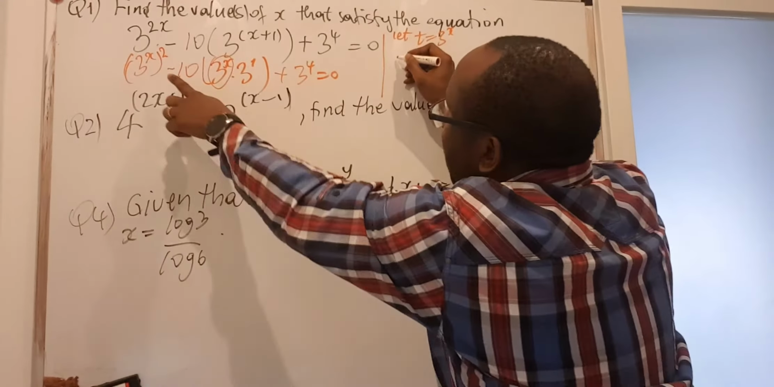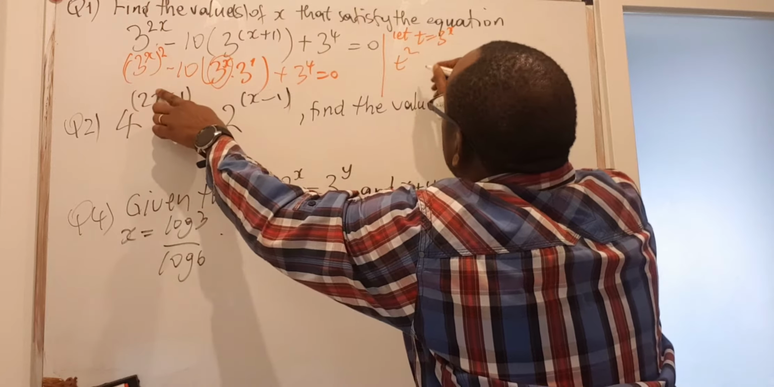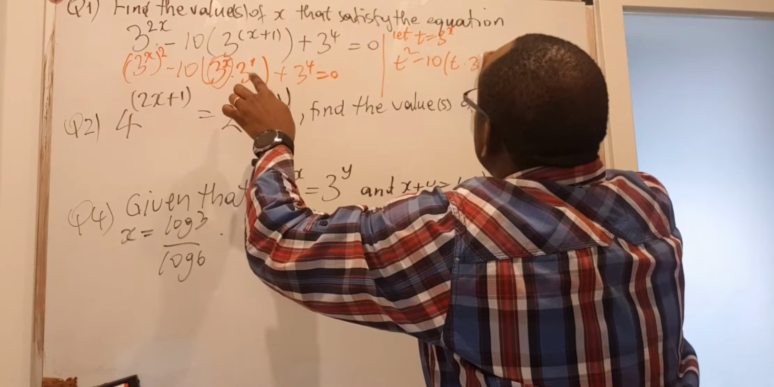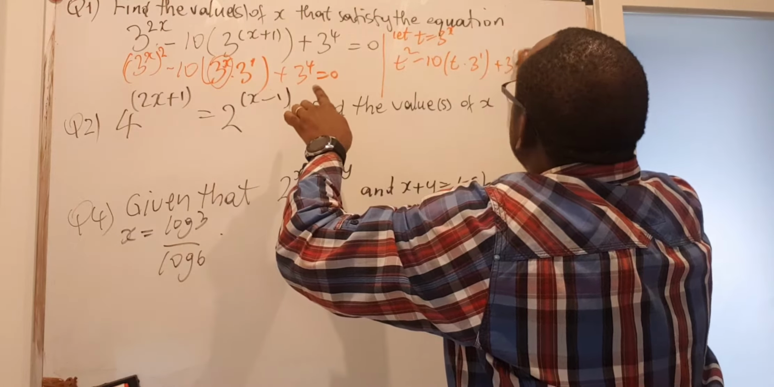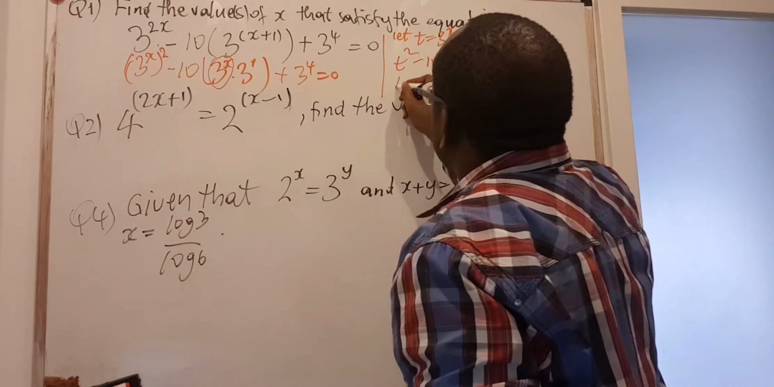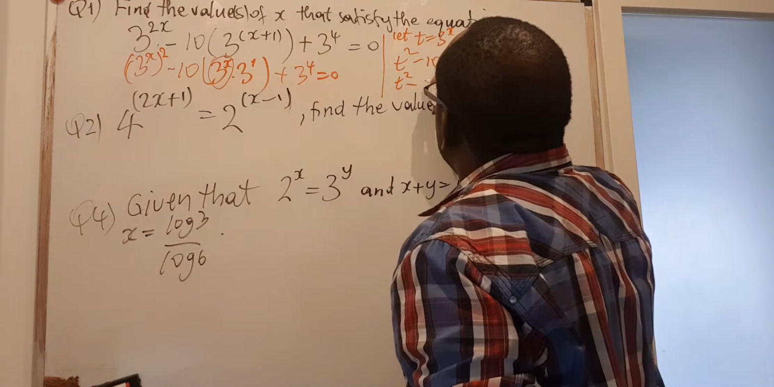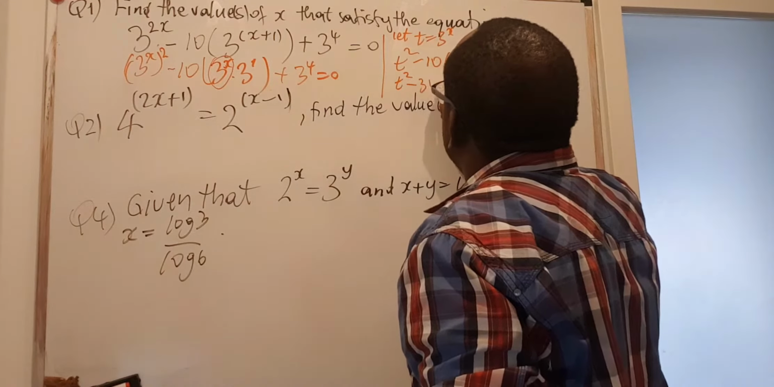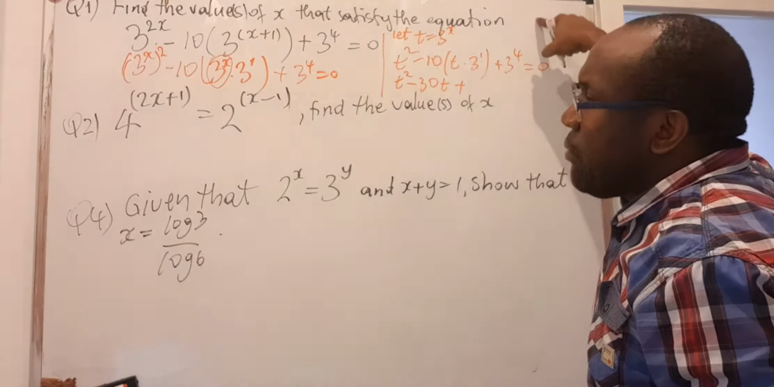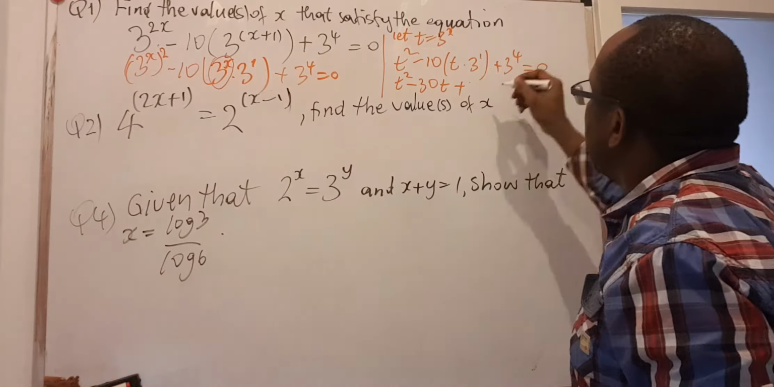So in this case, I have t to the power 2 minus 10 times the bracket t times 3 to the power 1 plus 3 to the power 4, equal to 0. Of course, 3 to the power 1 is just 3, and 10 times 3 is 30. So this is t squared minus 30t plus 3 to the power 4. 3 to the power 4, you can just multiply that out. That's 3 times 3 is 9, times 3 is 27, 27 times 3 is 81.